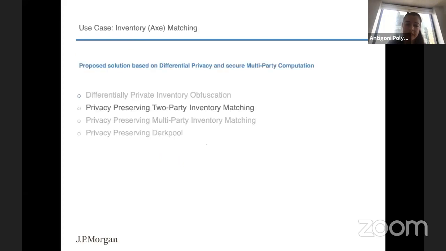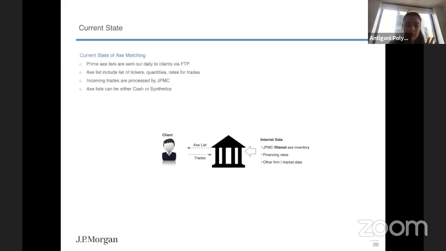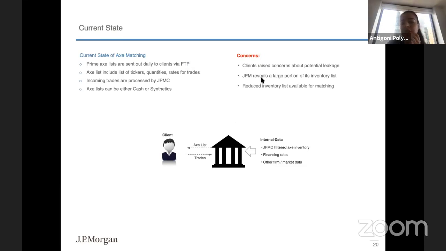Okay, so let's move to the two-party case. So the problem is the same. We have JPMorgan sending the inventory. Another issue that I did not mention, which you can guess, is that from this process, JPMorgan is also revealing its own inventory. So we are also revealing our inventory. And moreover, there are some regulations and firm restrictions that do not let JPMorgan reveal or include in this inventory our full inventory. It's a filtered inventory. We cannot put our exact inventory when we send the list out.